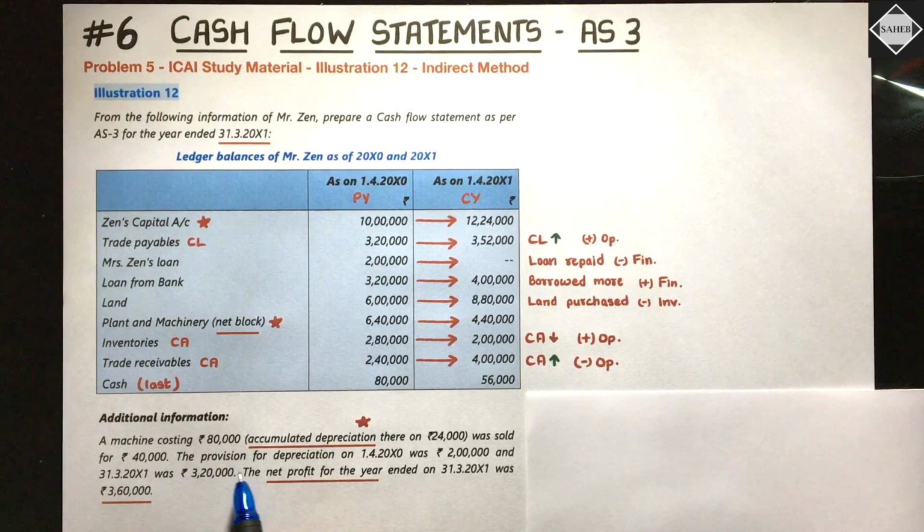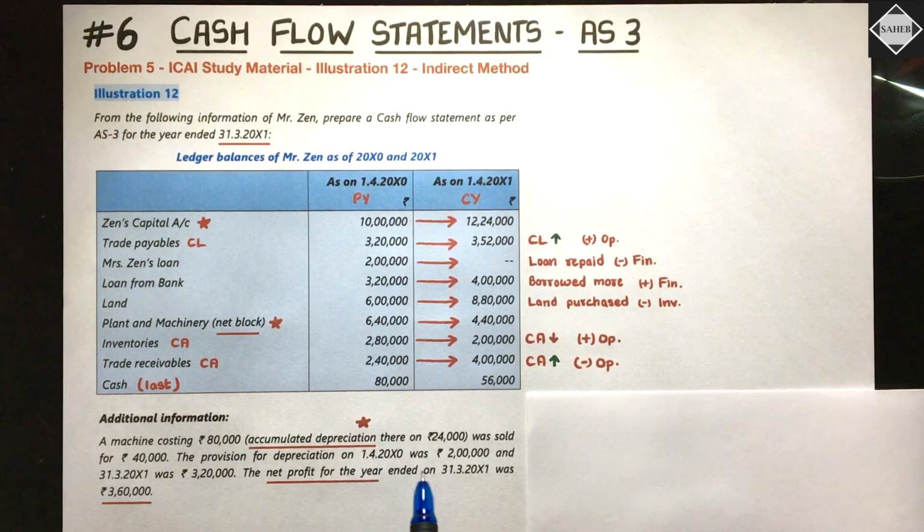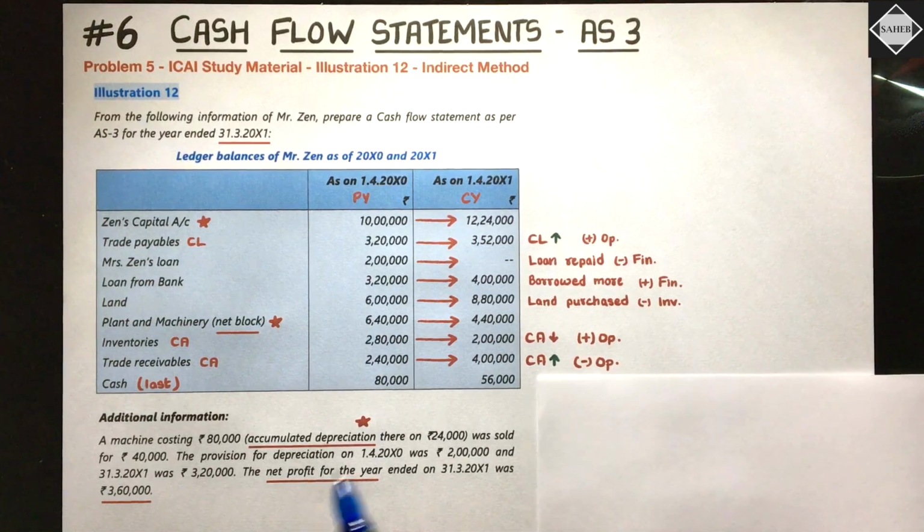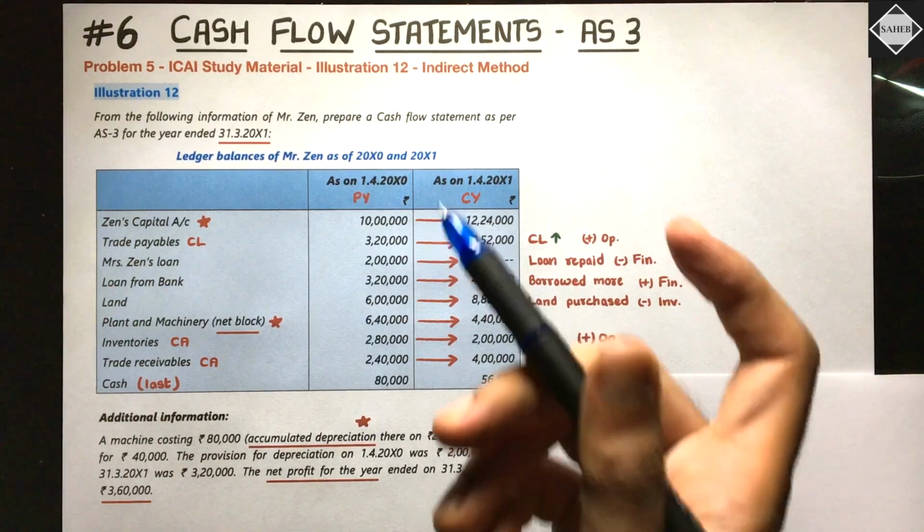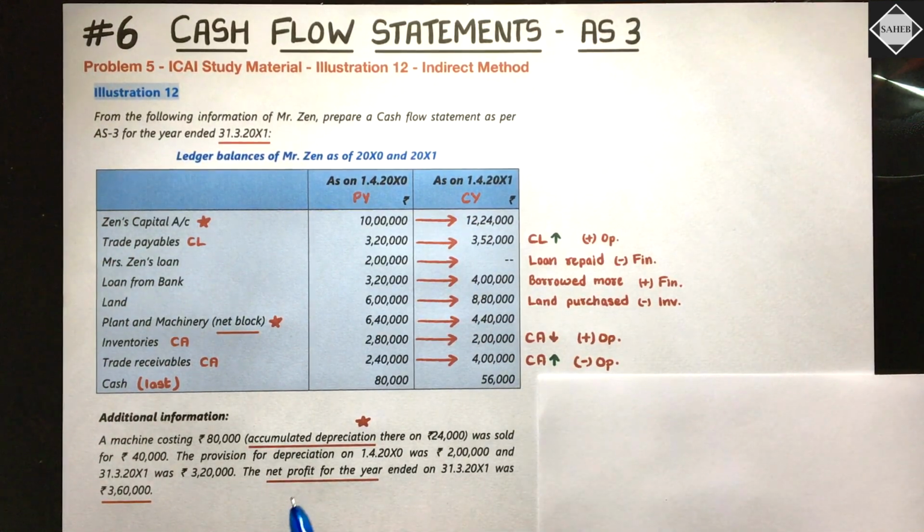Then next they are saying, the provision for depreciation on 1st April 2020 was, the provision for depreciation means accumulated depreciation only, duplicate names, was 2 lakh, the opening balance, and on 31st March 2021 was 3 lakh 20. So they have given you the opening and closing balance of accumulated depreciation. That you will take in the ledger account, don't worry. Then they are saying the net profit for the year ended on 31st March 2021 was 3,60,000. So net profit has been given to you. Now you have to see how much is the drawings and all. See, it's really simple.